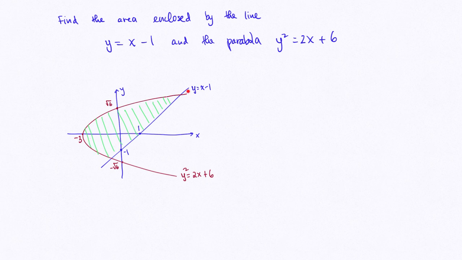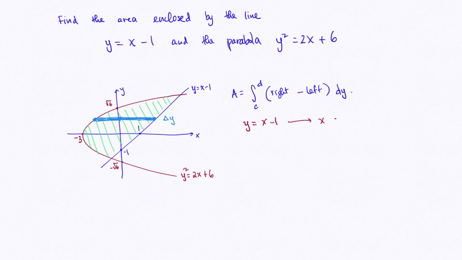Each rectangle has a width of delta y, and the length is the horizontal distance from the right minus the left. The area is the integral from c to d of the right curve minus the left curve, dy. Observe that we slice the region perpendicular to the y-axis, so the width is delta y.